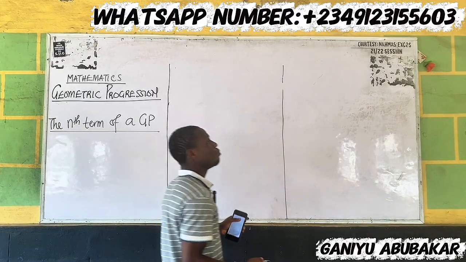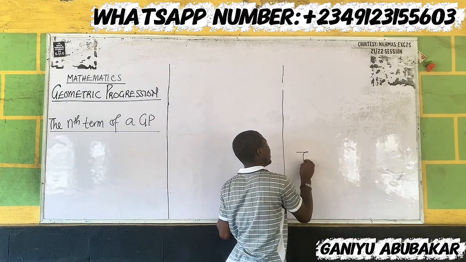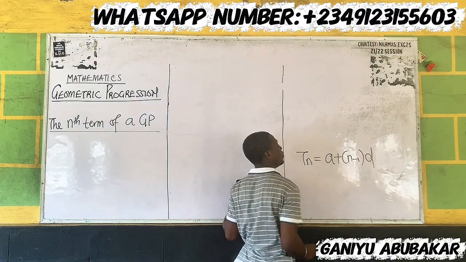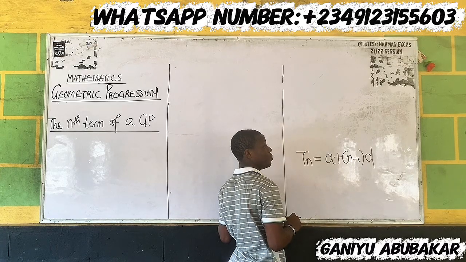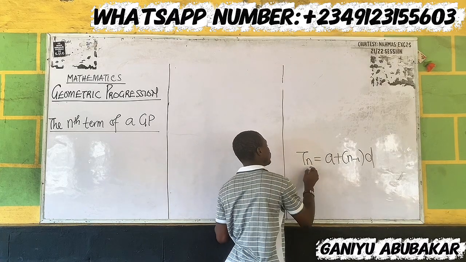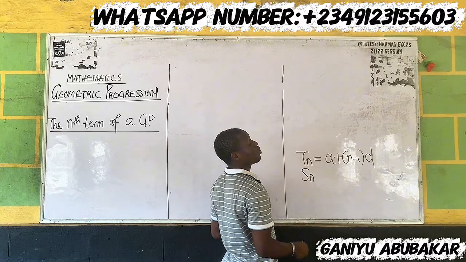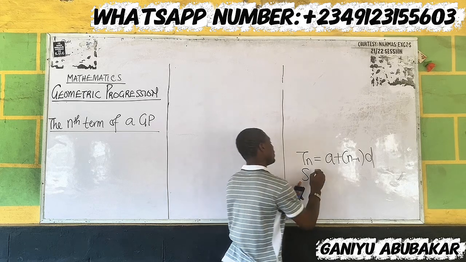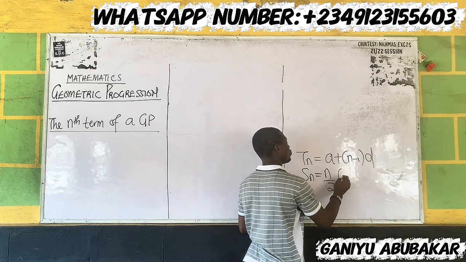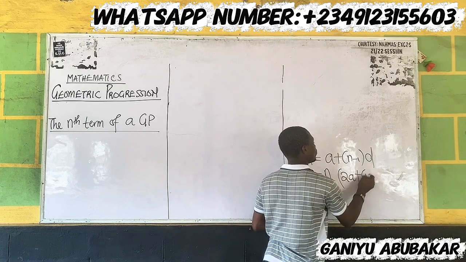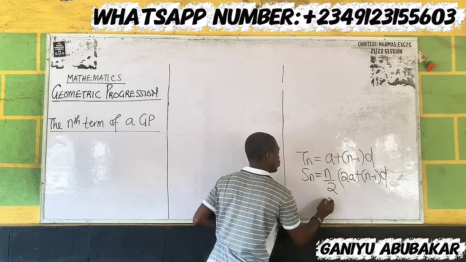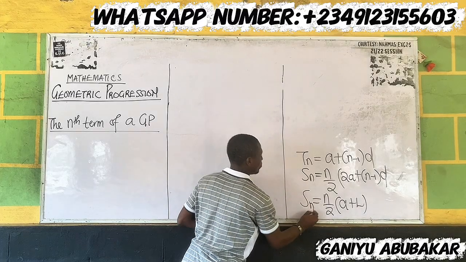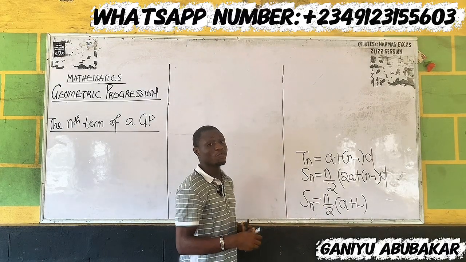We said the nth term of AP is Tn and is equal to a plus n minus 1 times d. That's the nth term of an AP, right? And we know that the sum of n terms of AP is n over 2 times 2a plus n minus 1 times d, or better say use n over 2 times a plus l. These are the concepts of AP.